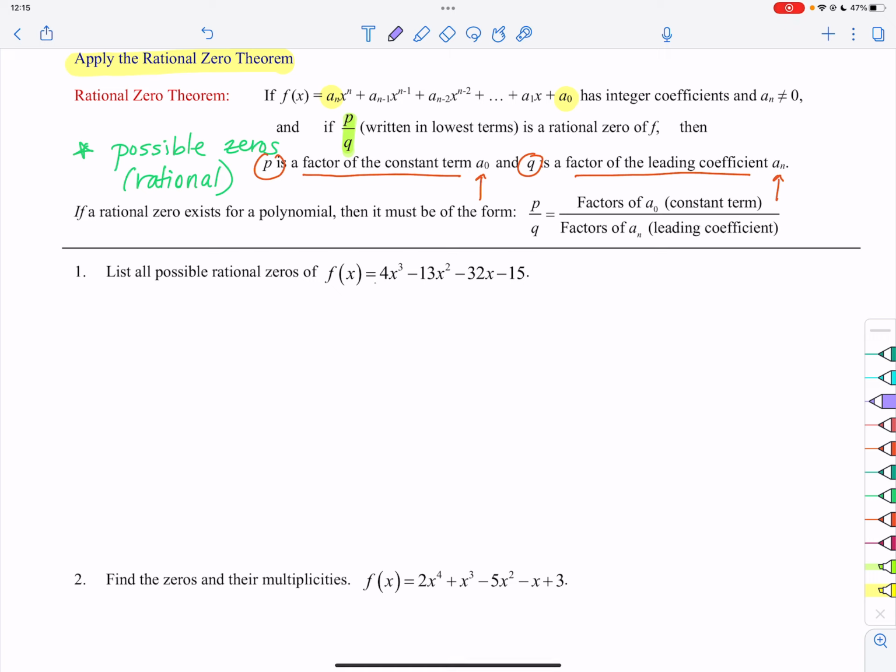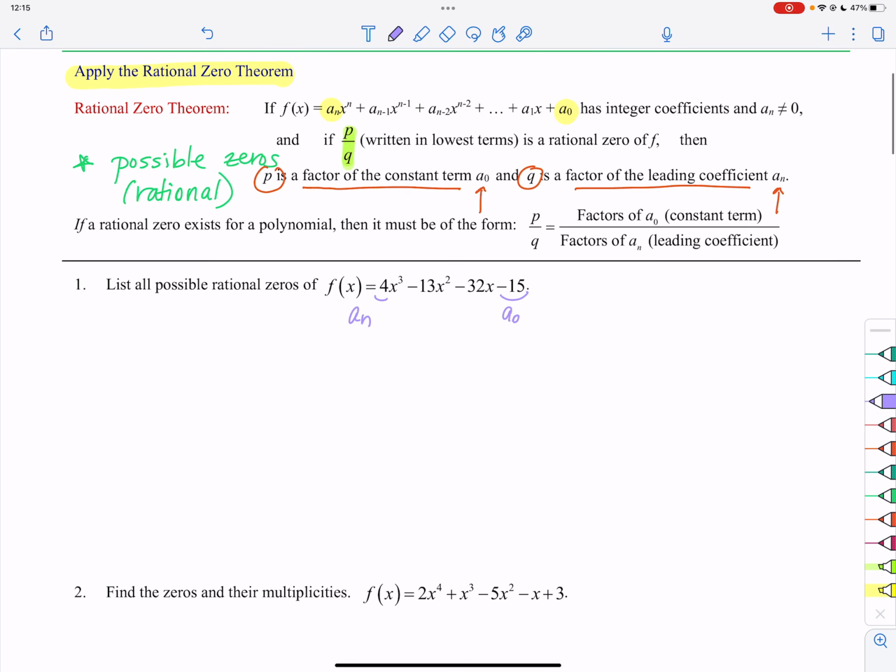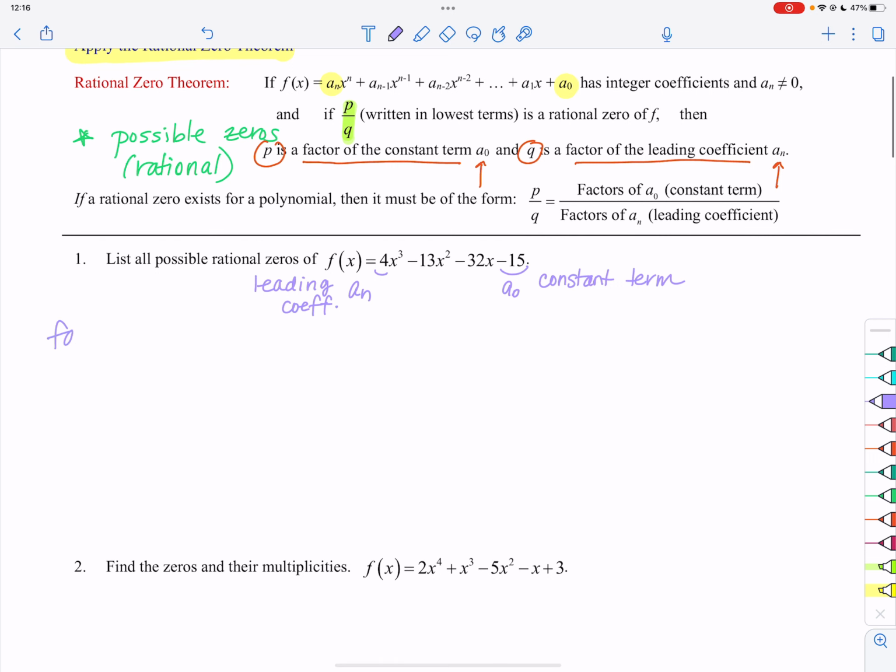So obviously, we have A sub n equals 4, and we have A sub 0 equals negative 15, okay? This is our constant term, and this is our leading coefficient, okay? So if we have our factors, and remember, P comes from the constant, so we have the factors of negative 15, and we're going to divide that by the factors of 4.